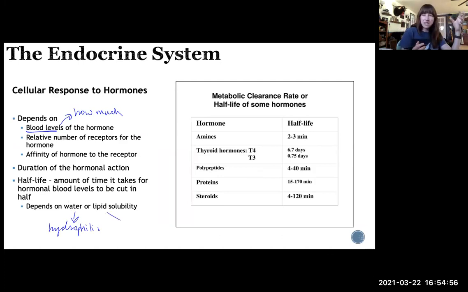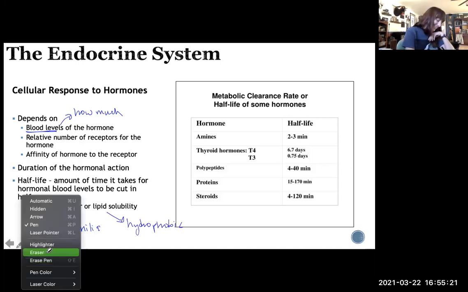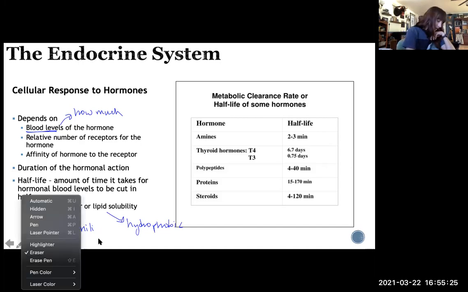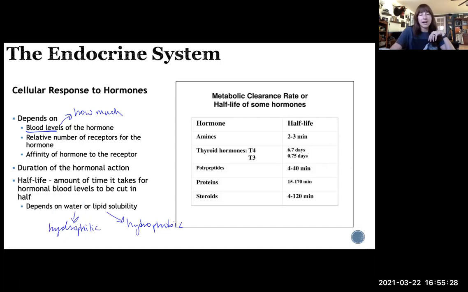And things that are lipid soluble, remember, water and oil don't mix, water and fat don't mix. So if it's soluble in lipids, then it's not soluble in water, right? Which means that it is hydrophobic, or it has hydrophobic subgroups, right? Hydrophilic. All right, hydrophilic versus hydrophobic.